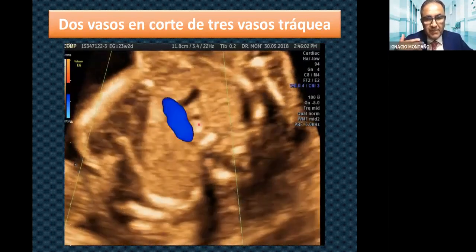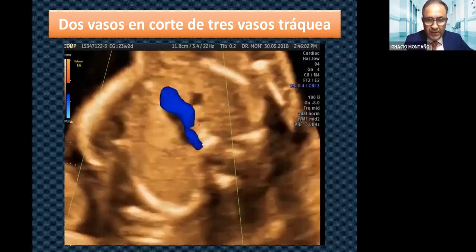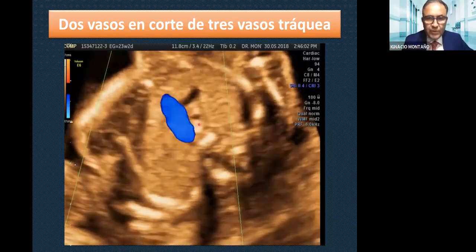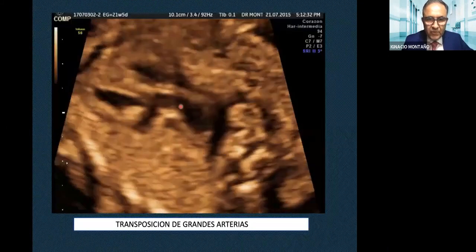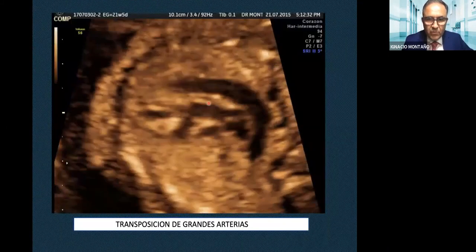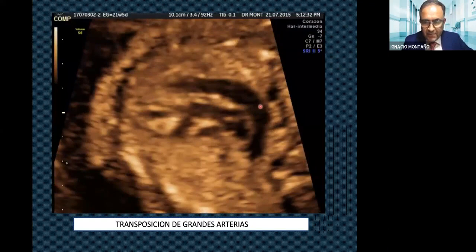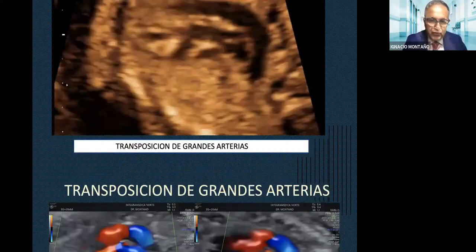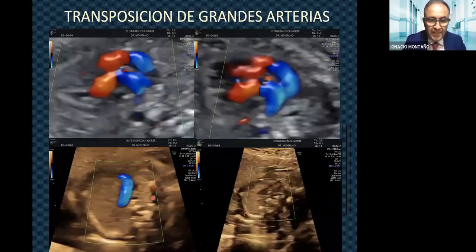We don't see the pulmonary artery because it is posterior and inferior, because the vessels are transposed in such a way that we see the aorta anteriorly and the pulmonary artery posteriorly. In the 3VT view, we see the transverse aortic arch, the vena cava, the trachea, and the pulmonary artery is posterior. This is the skateboard sign where we see the transverse aortic arch, the vena cava, and the trachea.